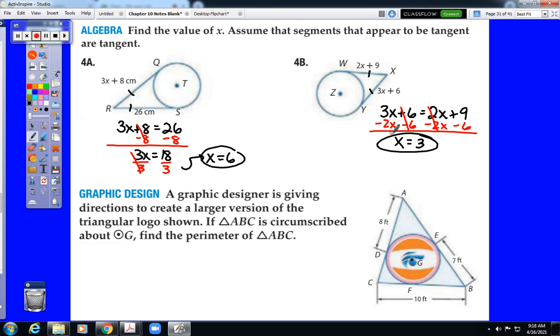So we use this property that we've got from the rule. Point A is an exterior point where two tangents are intersecting. So AD and AE are congruent, which means AE is 8 feet.